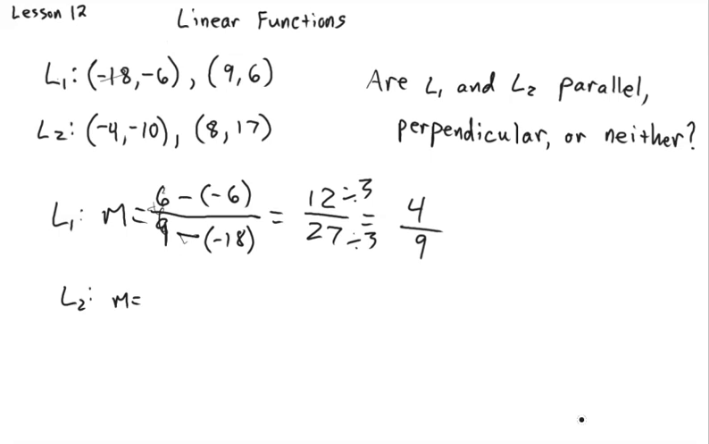So we're going to do y value, 17 minus negative 10, and 8 minus negative 4. Well, 17 minus negative 10 is 17 plus 10, that's 27. And 8 minus negative 4, that's 8 plus 4, that's 12. Look, these are the same numbers we had up here. Both of them are divisible by 3.